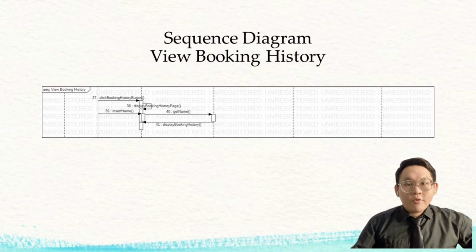Next, the view booking history. In this sequence, the staff can check the user booking history by inserting their name as the input, and the system will display the booking history of the user.